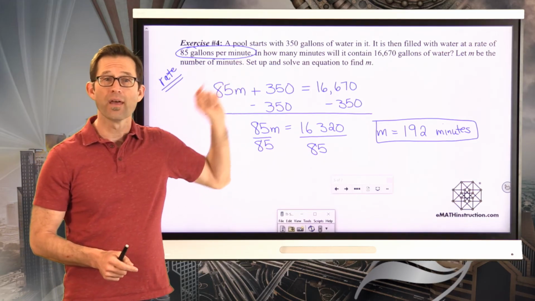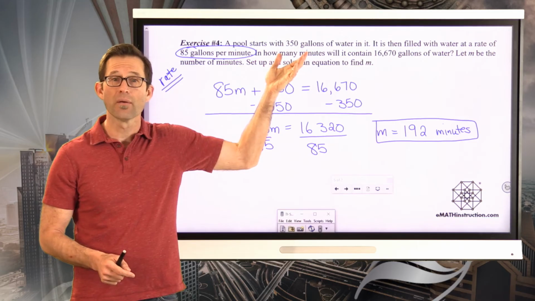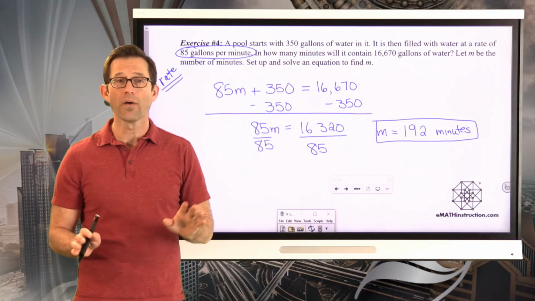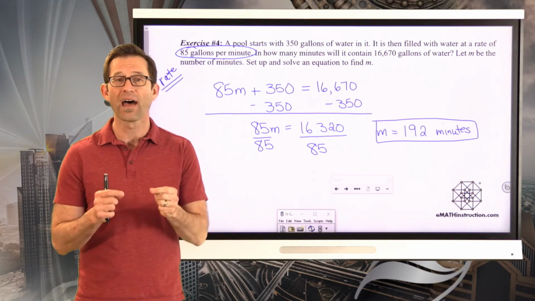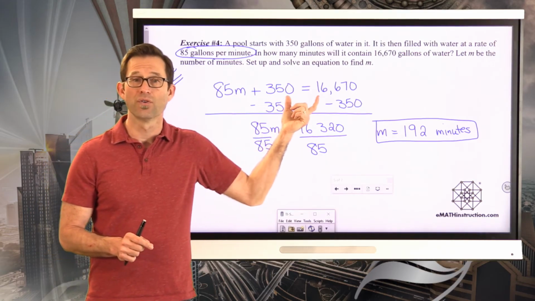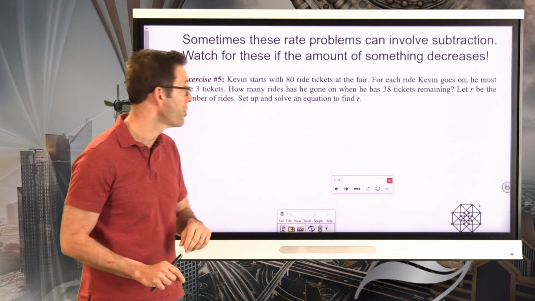85 gallons per minute, that's the thing that's multiplying our variable, plus the original amount that we started with, 350 gallons. Very often, when we've got some original amount and then some rate, that lends itself to two-step expressions and also two-step equations. So, let's keep doing this kind of modeling.